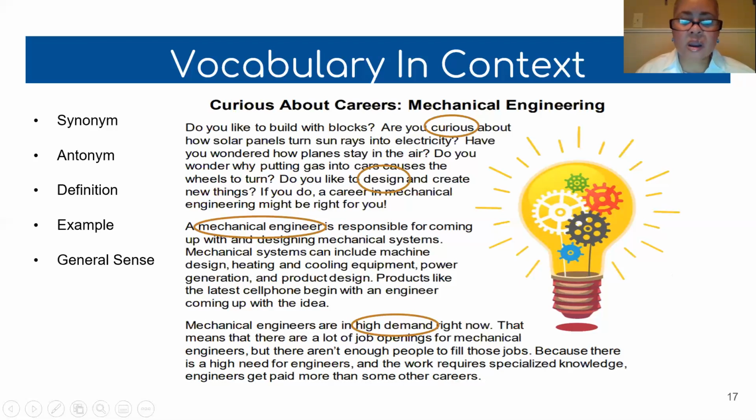Mechanical engineers are in high demand right now. That means that there are a lot of job openings for mechanical engineers, but there aren't enough people to fill those jobs because there's a high need for engineers. And the work requires specialized knowledge, and engineers get paid more than some of the other careers. The concept here is high demand. What does that mean? And what does the author use in order for the reader to understand the meaning of high demand?